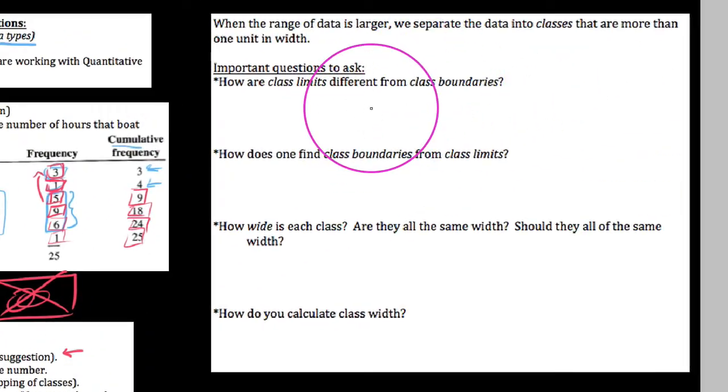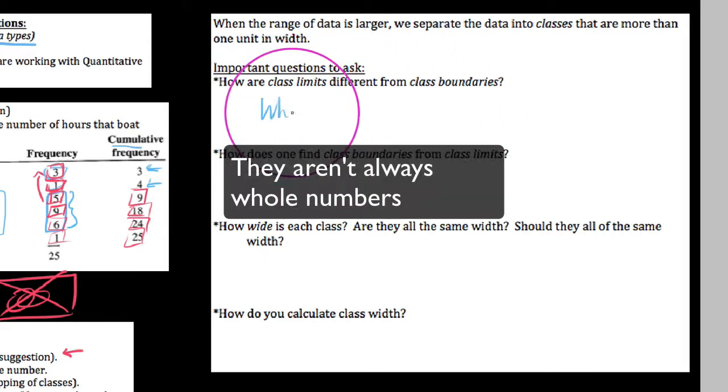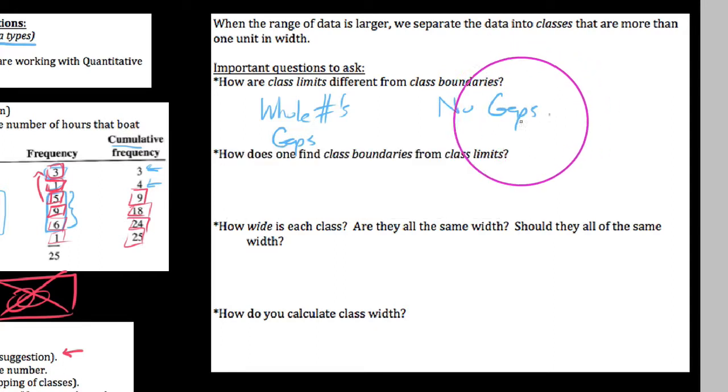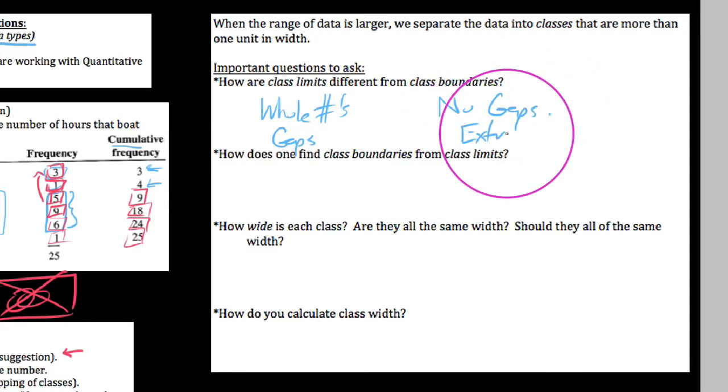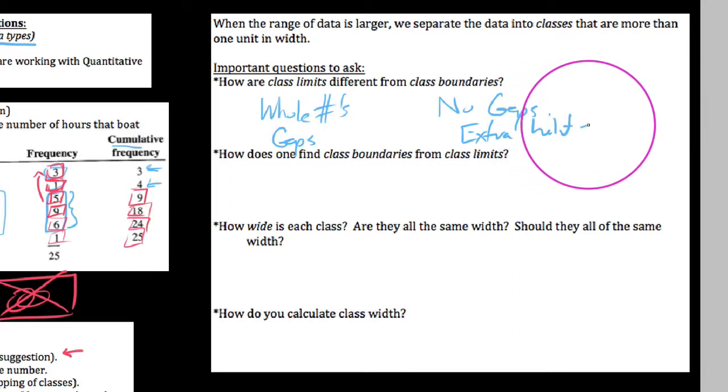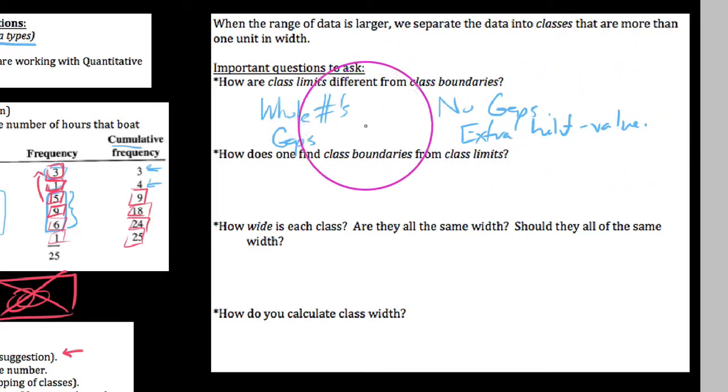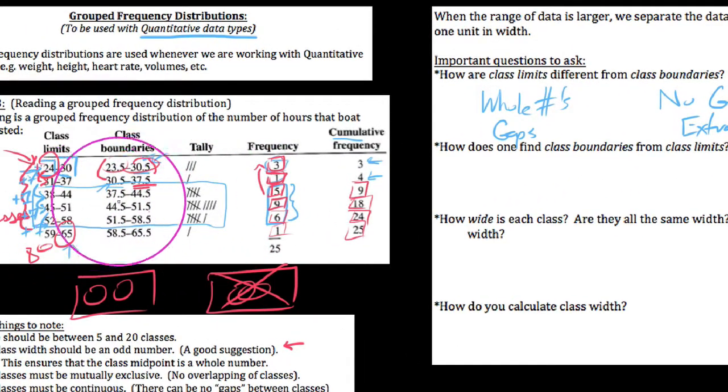Okay, so let's answer a few questions here. Class limits are different from class boundaries because class limits are whole numbers and they have gaps. With class boundaries, we say no gaps, and they go out an extra half value on each of our measurements from our class limits. How does one find class boundaries from class limits? This is a good question. Going back to the table, you take your class limits and shave a half off the lower class limit, and you put a half onto the upper class limit. And then this pattern carries out.